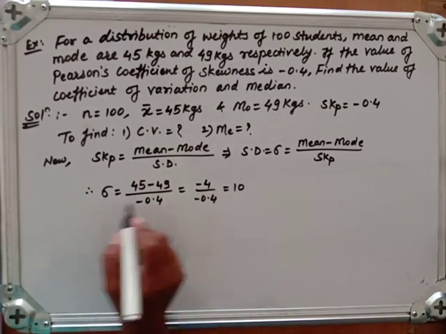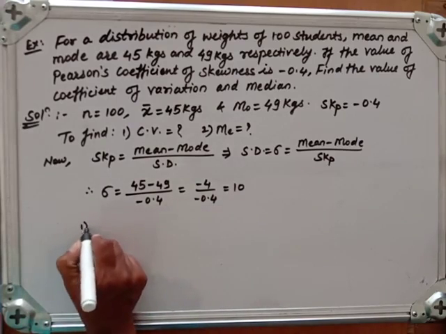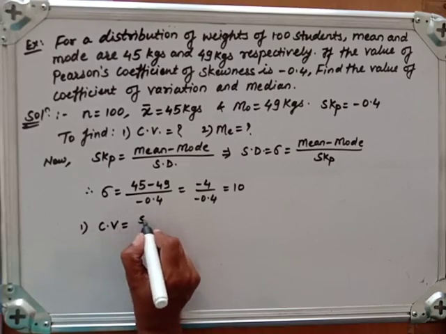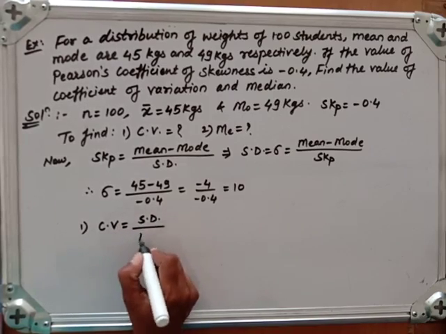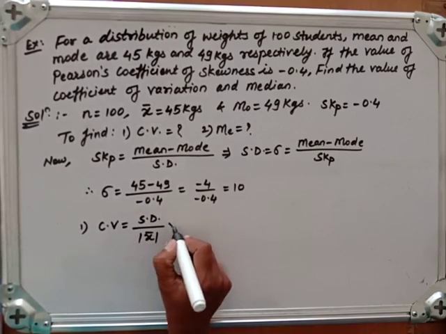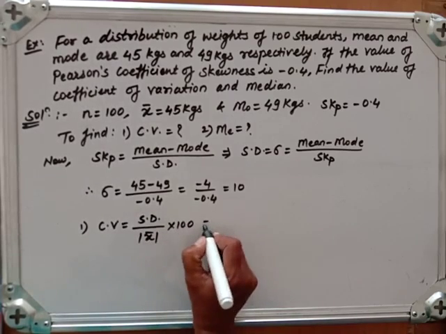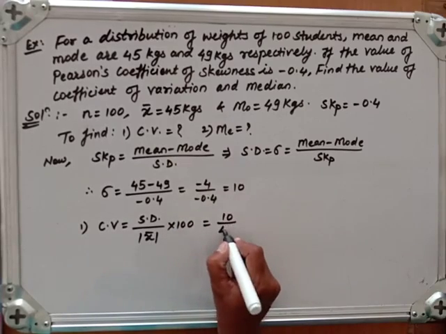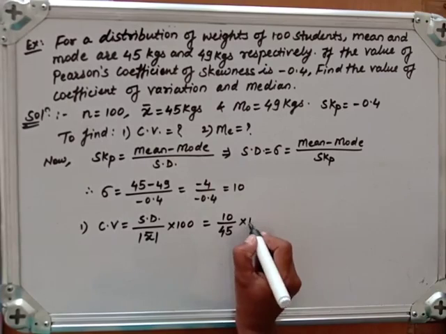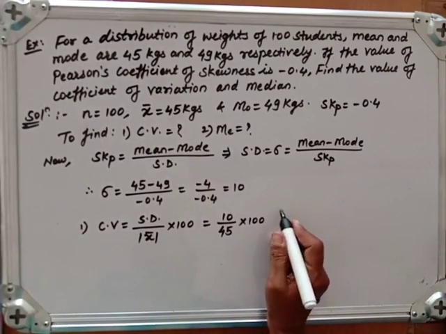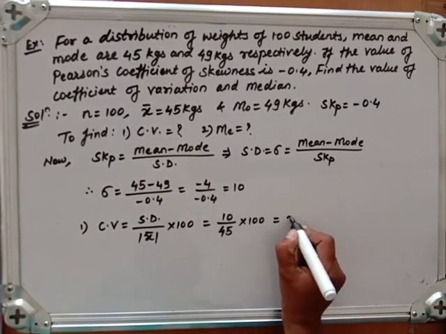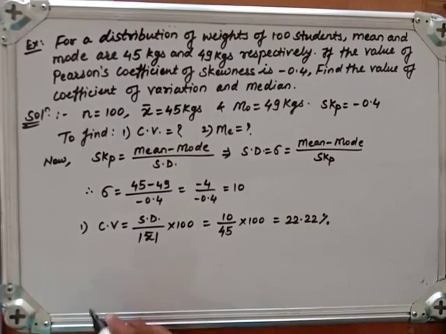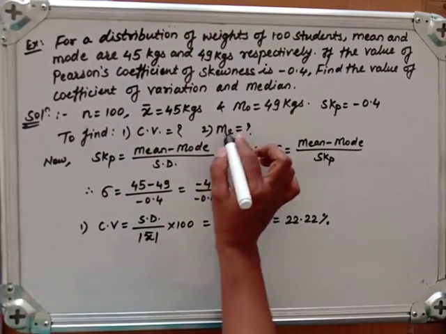Once we get standard deviation, we can easily determine this CV. What is CV? CV is standard deviation upon modulus of mean multiplied by 100. So standard deviation is 10 upon 45 multiplied by 100. So this one we get 22.22 percent. Now, our aim is to determine median.